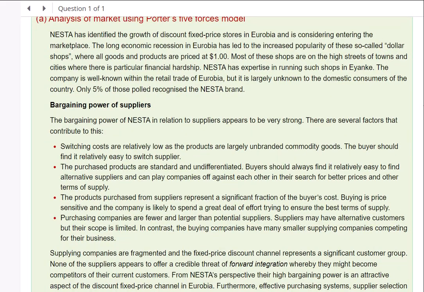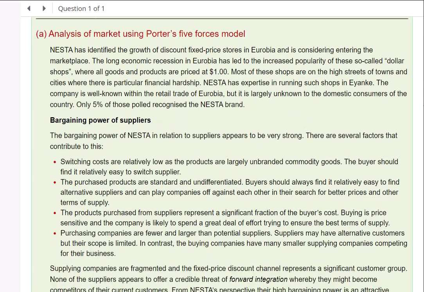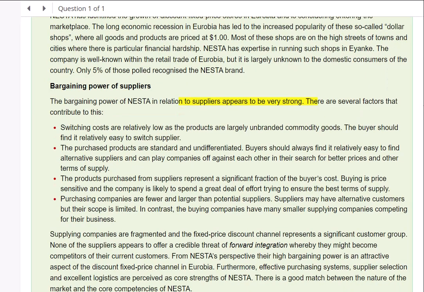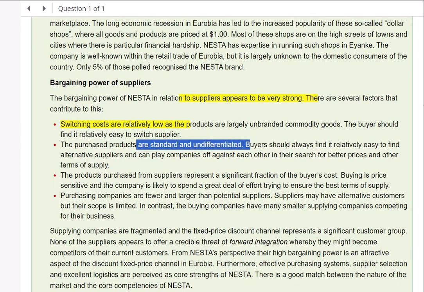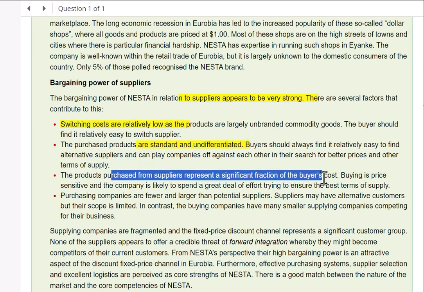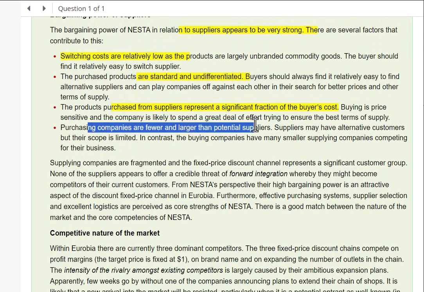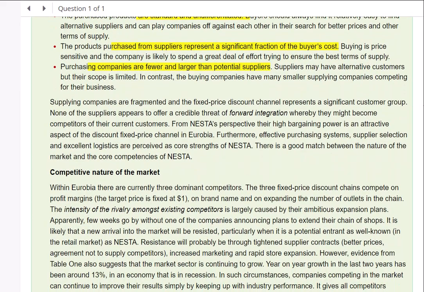This is the standard answer. Just let me show you. Right, so they are talking about the bargaining power of supplier. Again, they are talking just like us, that it appears to be strong, and the factors like the switching cost, and the product are standardized and undifferentiated, and the product purchased from supplier represent a significant fraction of the buying cost. So basically, they are also linking with other factors. Purchasing companies are fewer than the larger potential suppliers. So that's why the switching cost is less and bargaining power of supplier is high.